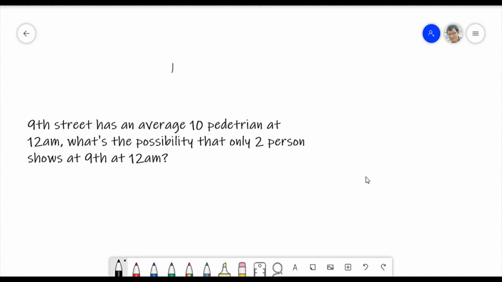This is also another application that you can use. 9th Street in my city has an average of 10 pedestrians on that street at 12 midnight, right? At 12 midnight, they have 10 people on one small street. It's natural, right? There aren't many people in that 1 hour. The question is very funny. I ask, what's the probability that only two people are showing up on that street at the same time?